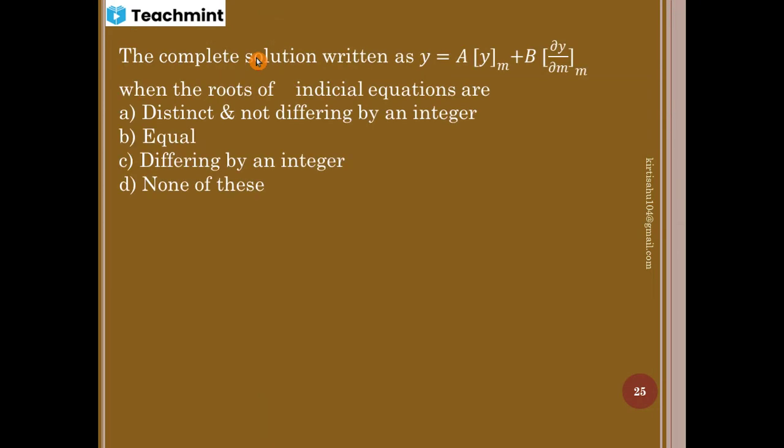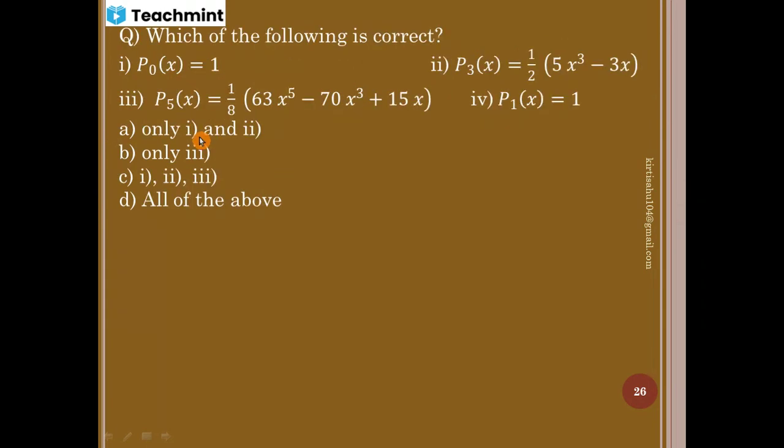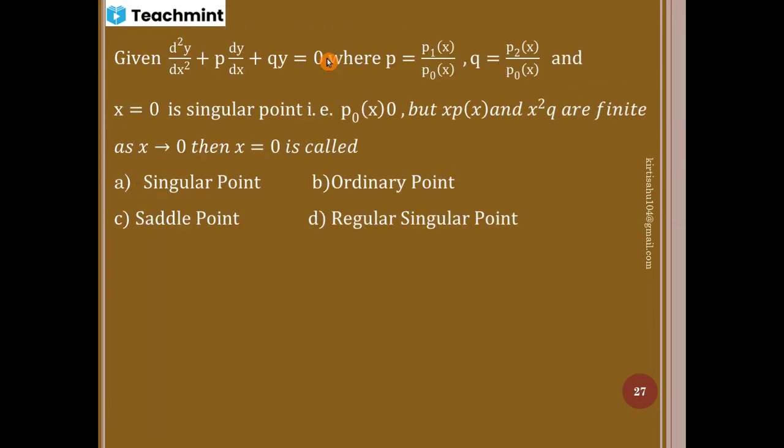Okay. Next question. It is said the complete solution is given by a times y at m plus b times del y by del m at m, when the roots of the individual equations. So undoubtedly we can choose the correct option, that is when the roots are equal, because you can see here the value of y as well as del y by del m both are evaluated at m, so roots being equal is the only possibility. Now, which of the following is correct? Yes, I think this is repeated. Now let's have the next question.